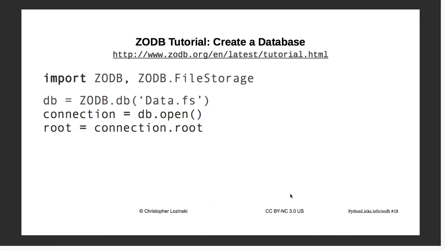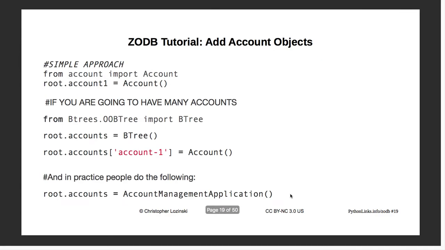Let's take a look at how to actually build a ZODB database. Import the appropriate stuff. You can create a file storage, which is a basic one. You can do RAM storage, you can create a relational storage. So there's a command to create the database. You get a connection to it, and then you get a root object, and then you add things to the root object.